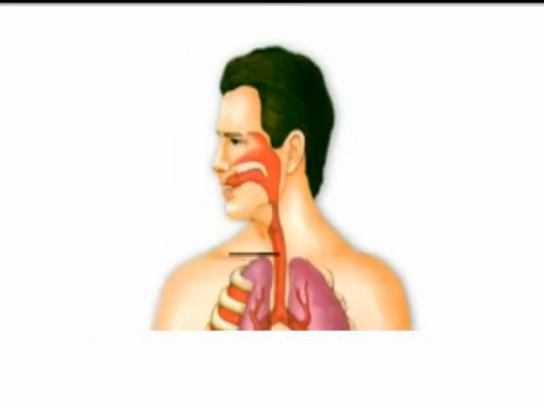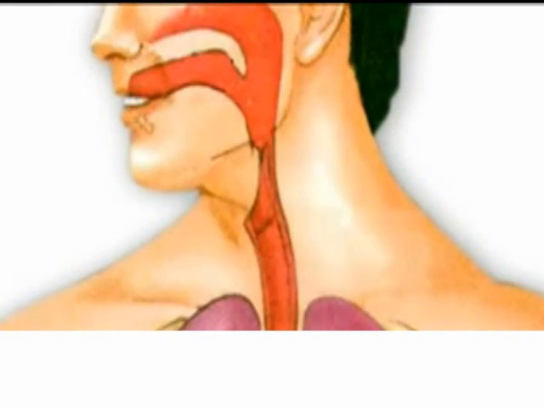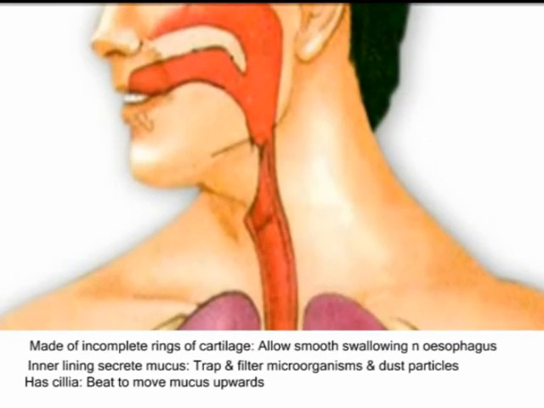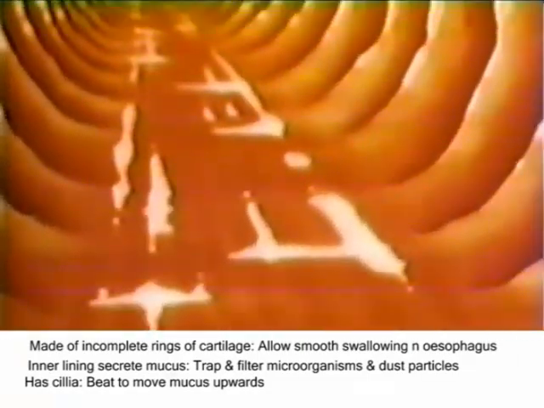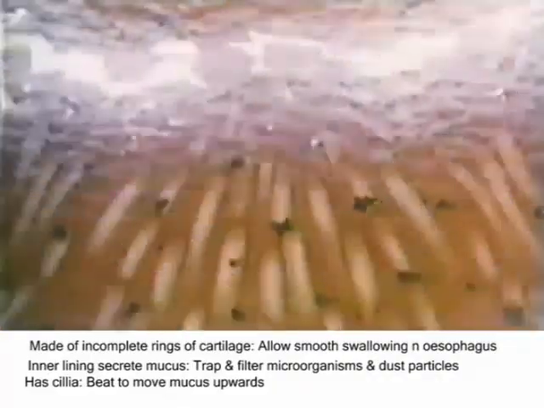The trachea. Air moves into the trachea through a small opening called the glottis. It has a flap called the epiglottis, which closes when swallowing to prevent entry of food particles into the trachea. Choking and coughing are reflex actions that remove foreign particles from the trachea. The trachea is made up of incomplete rings of cartilage which keep it open and prevent collapse. The incomplete rings allow for smooth swallowing in the esophagus. The inner lining secretes mucus to trap and filter microorganisms and dust particles. The trachea also has cilia which beat to move the mucus upwards to the pharynx.